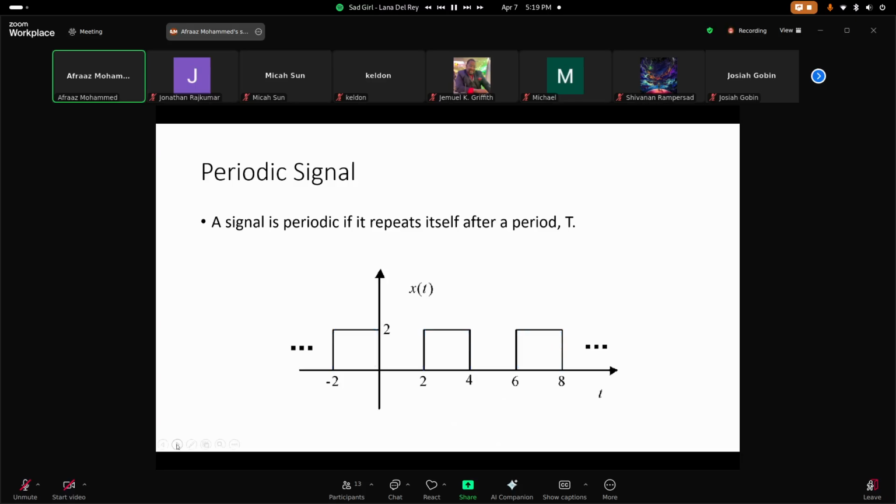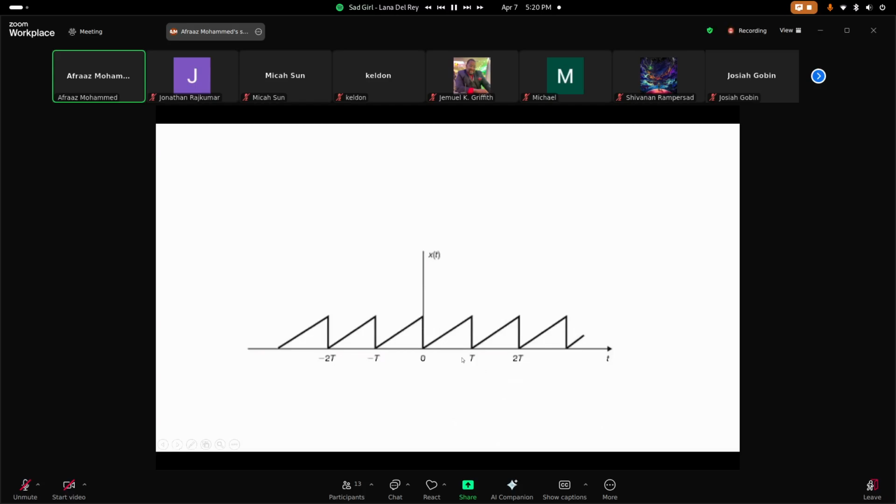The other side to that is that this is an example of a periodic signal. You see this sawtooth shaped wave here, right? It has this shape over time T, and after another time T it has the same shape, and again after time T the same shape. So this is a periodic signal.